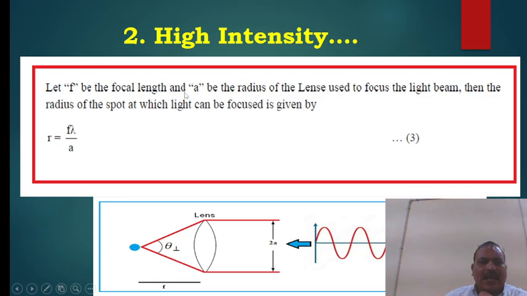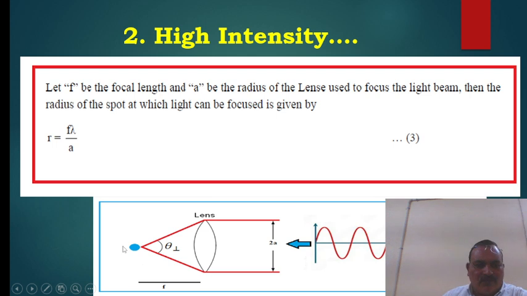Let f be the focal length and a be the radius of the lens used to focus the light beam. Then the radius of the spot at which light can be focused is given by this relation. This is the light, and this is a lens having radius a. Then the spot radius will be r equal to f lambda by a. This is equation number 3.